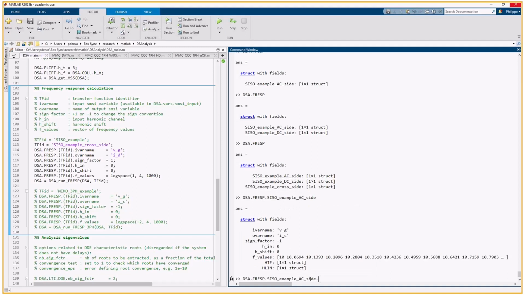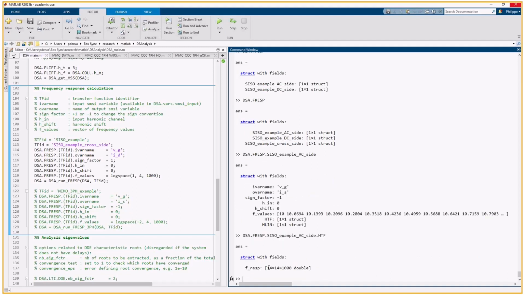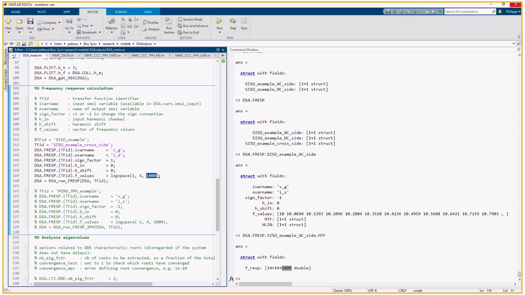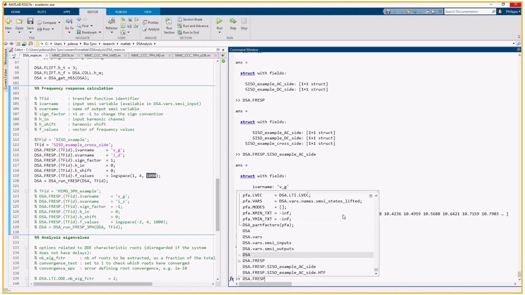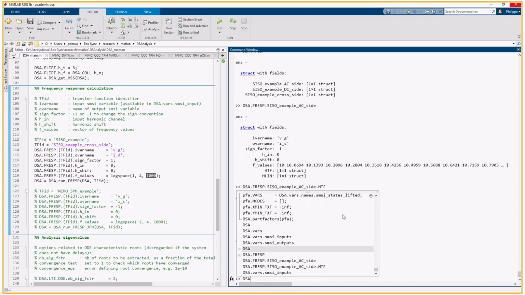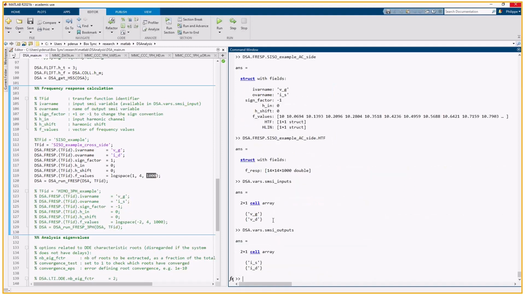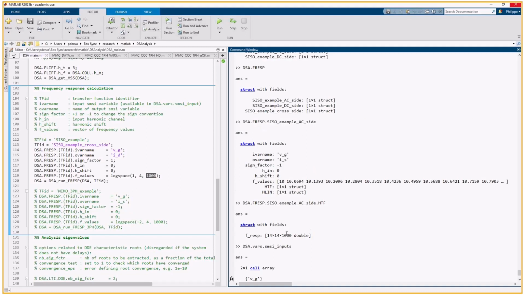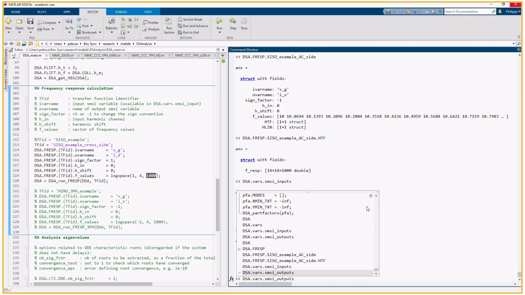If we look at the harmonic transfer function, well, it is a 14 by 14 matrices over 1000 frequency values. So 1000 frequency values. Why 14 by 14? Those are all the available small signal inputs and available small signal outputs, and each of these are characterized by 7 Fourier coefficients. Hence the reason why the frequency response in the form of the harmonic transfer function is a 14 by 14. We also have the results in the form of harmonic linearization.